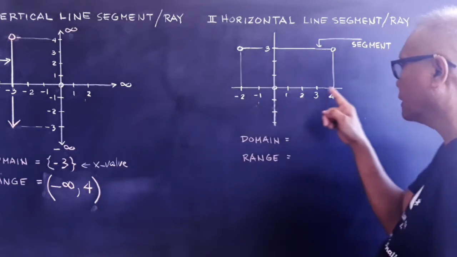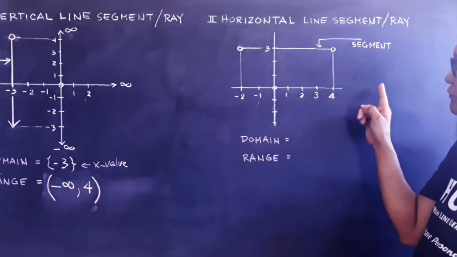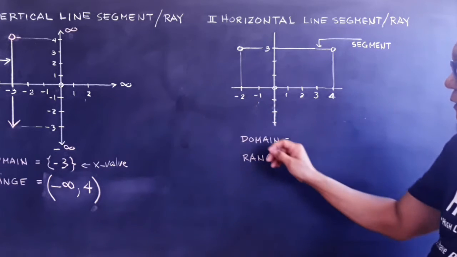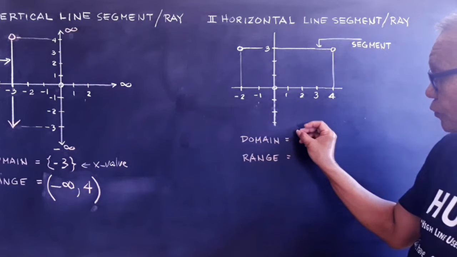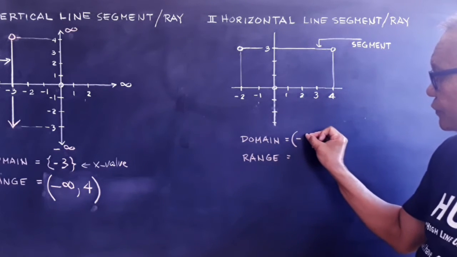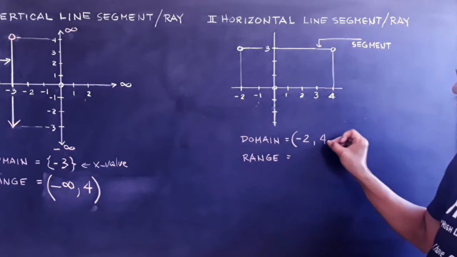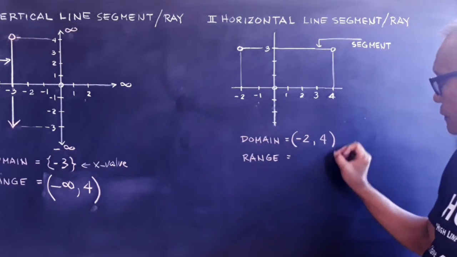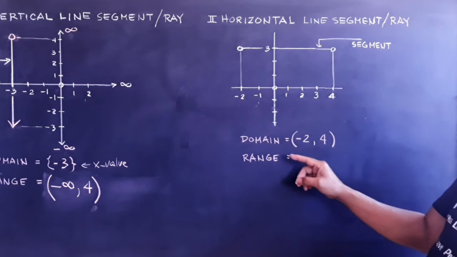So how do we write the domain? Start from here, going here. Is negative infinity included? No. Is positive infinity included? No. So we start here. The negative 2 is not included, and then we put negative 2 goes to 4. Is 4 included? No, unshaded. Therefore, we have this one. That is the domain.